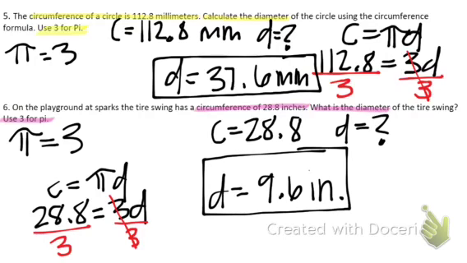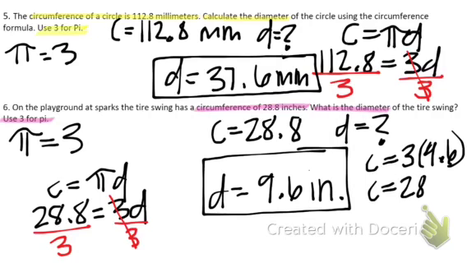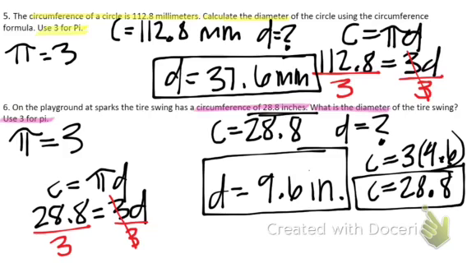And again, if you wanted to check it, you could plug that back in for circumference. You could do 3 times 9.6. And then when you do 3 times 9.6, you get 28.8, which is the circumference that was originally given. So you did it. Yay!